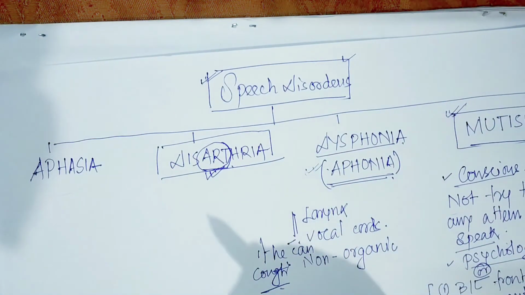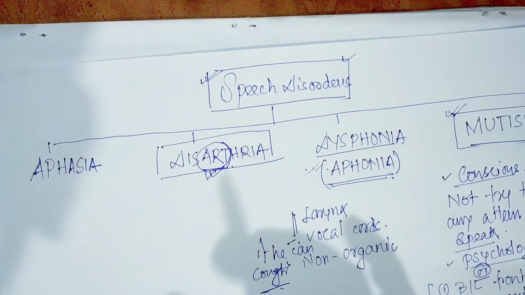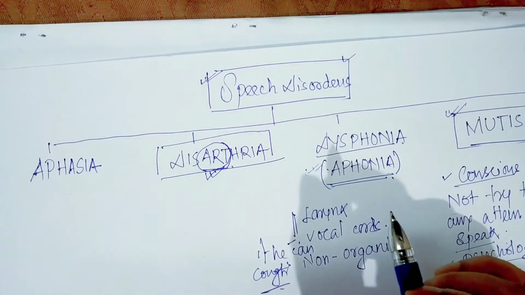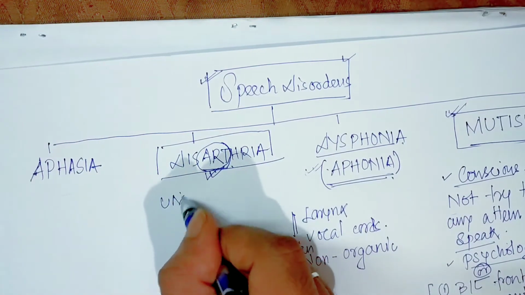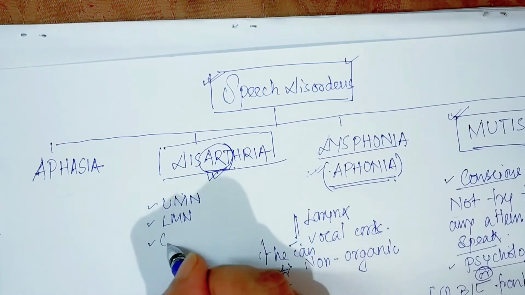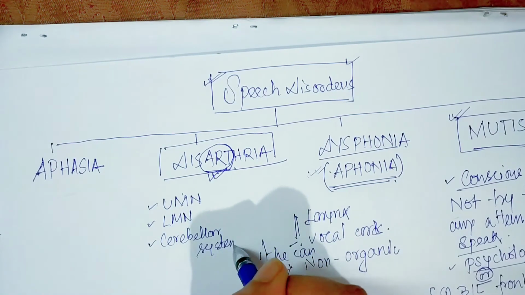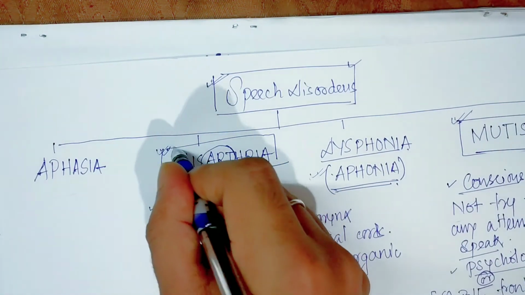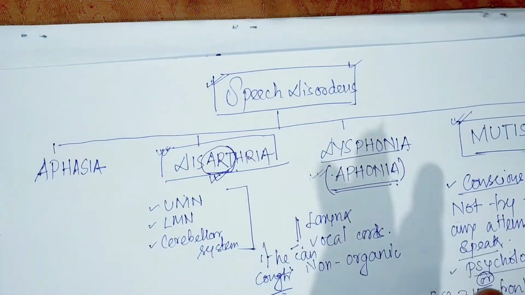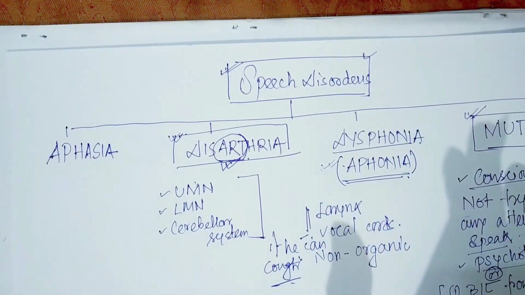Now the disorder is of control of the muscles producing speech. The lesion can lie at many different levels. It can be in the upper motor neuron, it can be in the lower motor neuron, it can be in the cerebellar system. So the lesion can be widespread. That is why dysarthria is again divided into four types: spastic, hypokinetic, ataxic, flaccid. We'll talk about all these different types in another video.